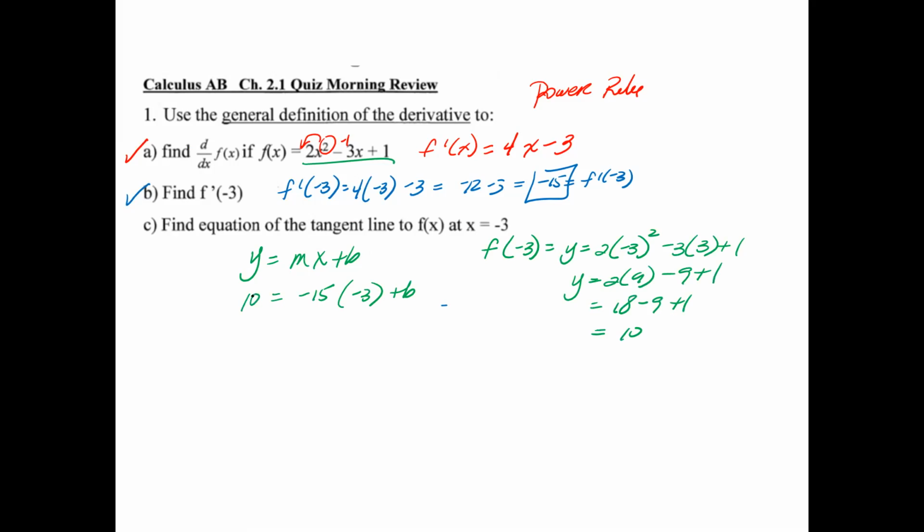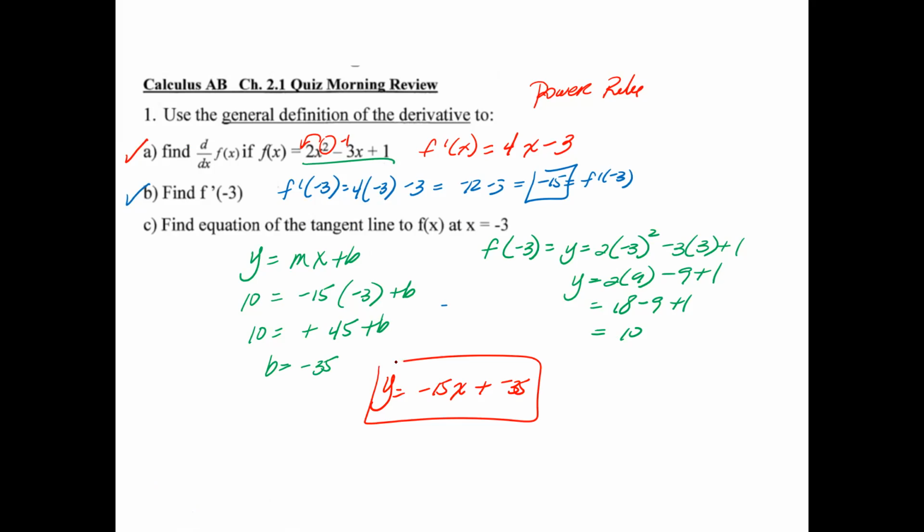So then here we go. There's 10. 10 equals, this is going to give me a positive 45 plus b. So if I were to solve for b by subtracting the 45 on both sides, I have a negative 35. So my equation is y is equal to negative 15x plus negative 35. And that is the equation of the tangent line at x equals negative 3.